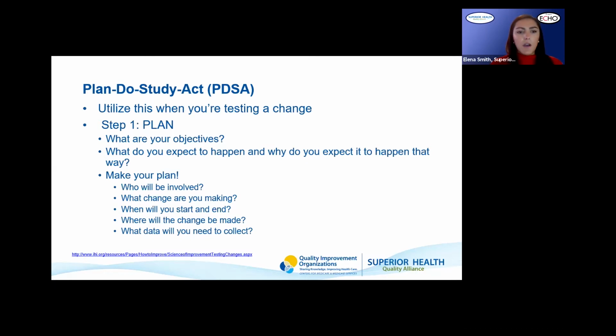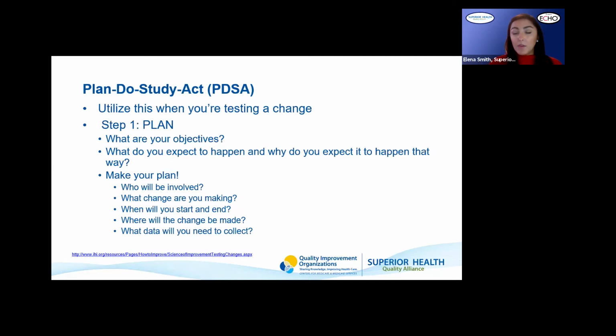What change are you making? As you're writing that down, think back to who will be involved. Maybe there's a few extra people that you need to loop in after you've looked at that change. When will you start and end? A lot of times, which I'll get into, this is a pilot. So when is that pilot going to kick off, and when are you going to end it to start looking at the data? And then where will the change be made?